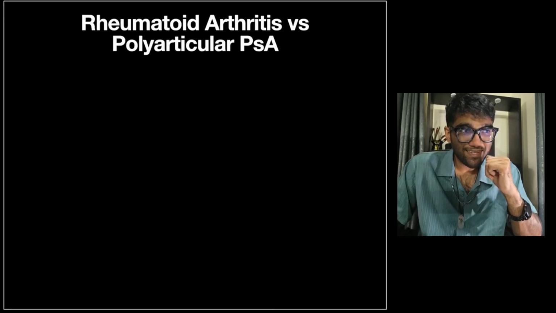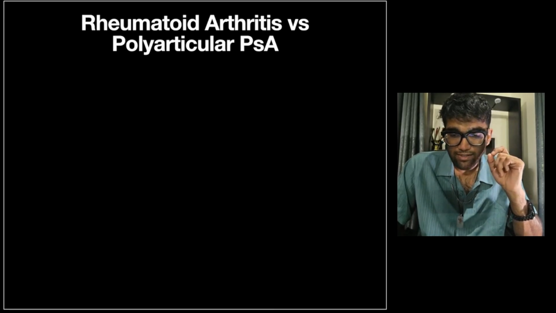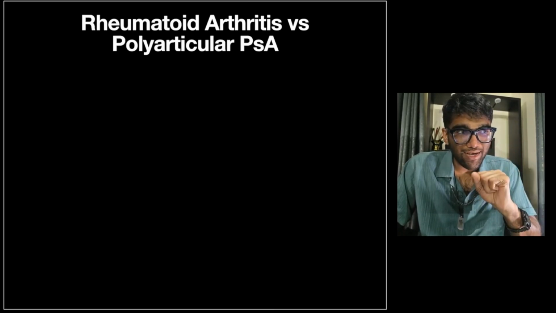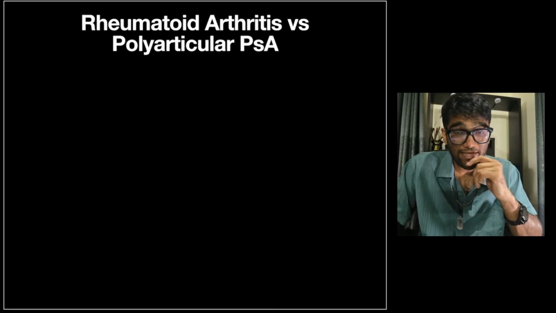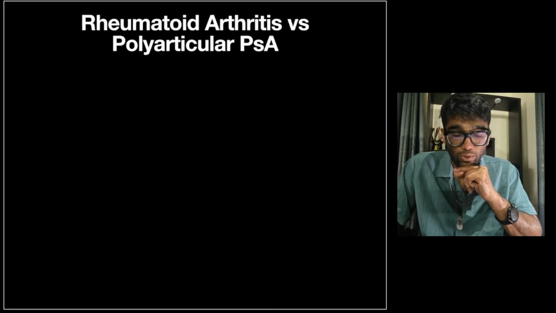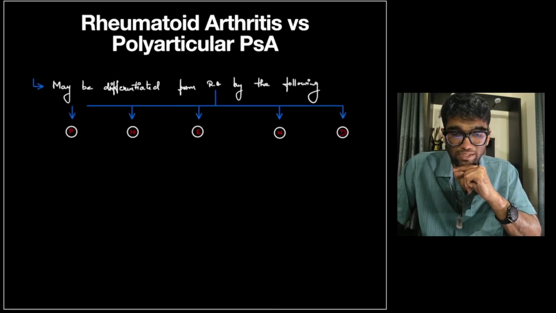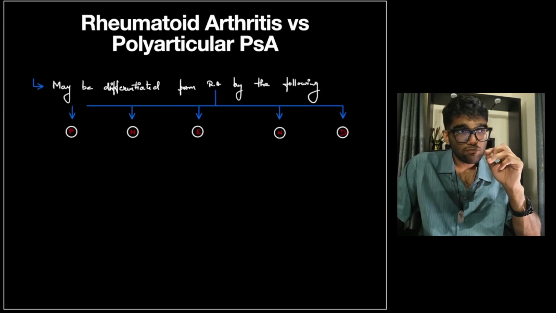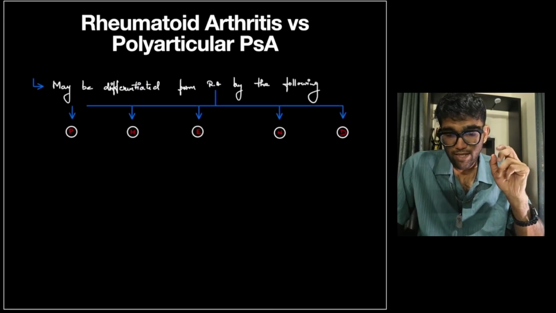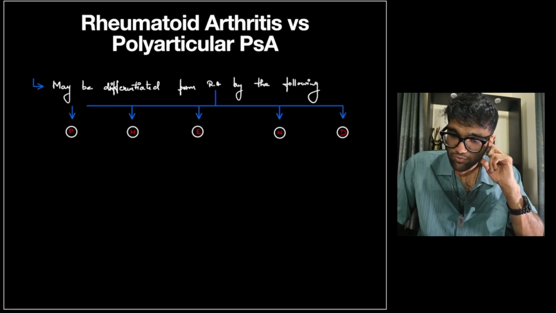Now, like I said, there is a bonus section on differentiating rheumatoid arthritis from polyarticular psoriatic arthritis. Now this is actually a very clinically difficult question to answer. So what I do is I use a 3-step process. In the first step, I look for these 5 findings that are typical for psoriatic arthritis.